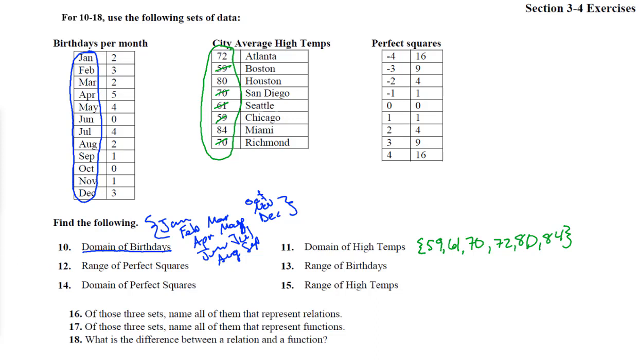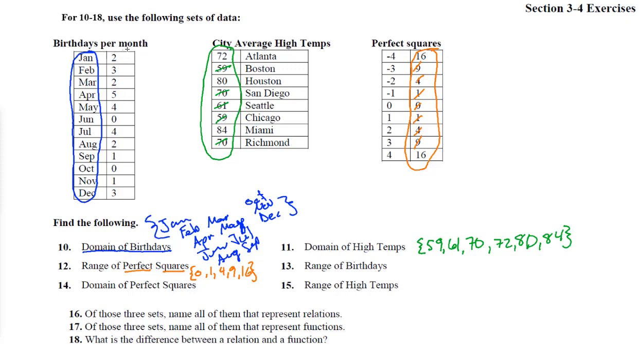All right, number 12, the range of perfect squares. So here, we're going to everything that we hit. So the range is the second set. If we start from least to greatest, there's 0, and then 1 happens twice, and then 4 happens twice, so 0, 1, 4. 9 happens twice, 9 and 16. Excellent.